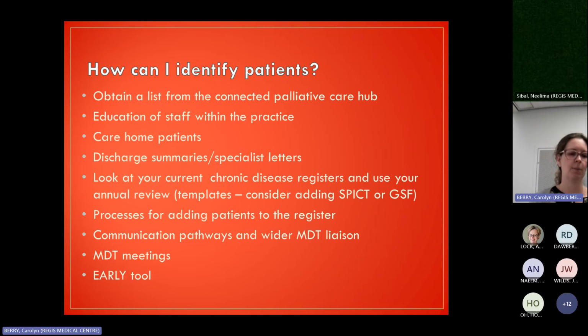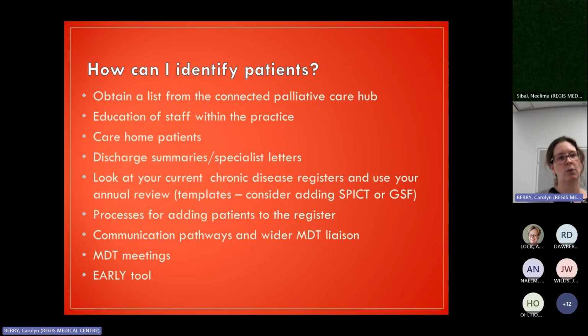Talking about chronic disease, thinking about your current chronic disease registers. So within practice, we've all got registers. We've got registers of patients with heart failure, patients with COPD, and many of these patients are already having an annual review, either with a nursing member or with a GP or with somebody on your team. And considering adding either the GSF or the SPICT or a question like that to your chronic disease registers, to your annual review templates, if you use them, or whatever you use to do your annual reviews, is really worthwhile, because it just asks the question. That's not to say within the annual review you're going to do the advanced care planning discussion, but it might prompt you to bring that patient back or to consider it.